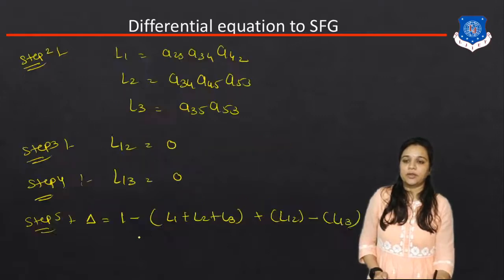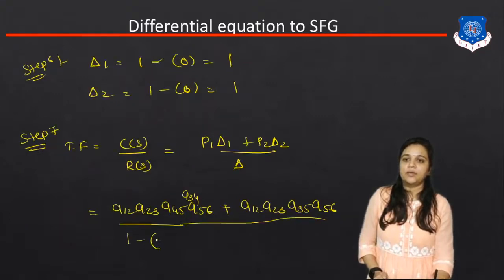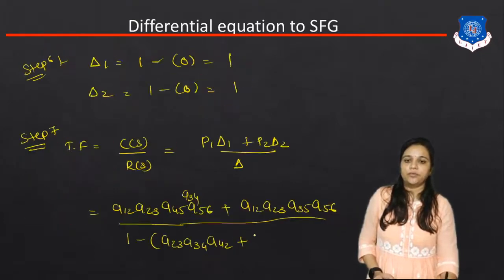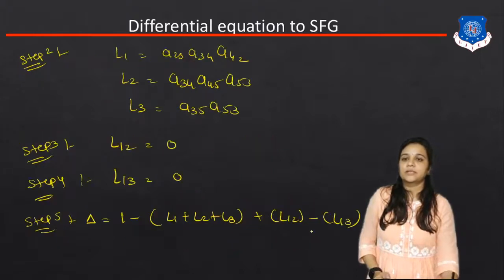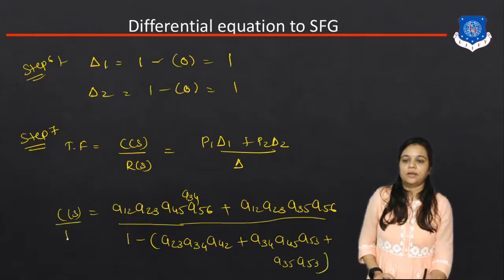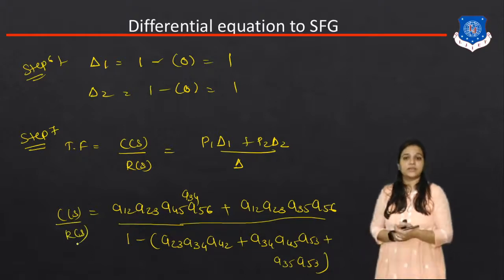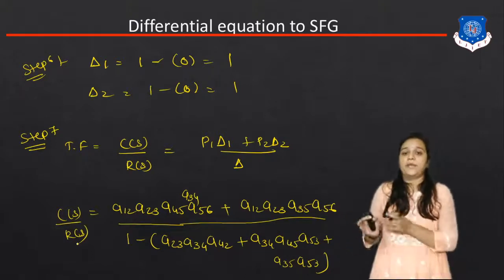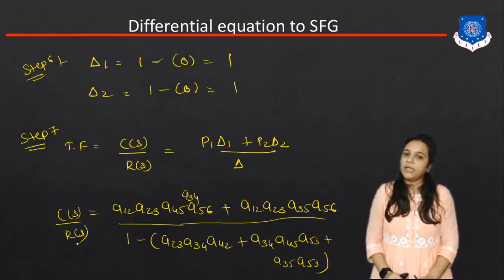So delta is equal to 1 minus, L1 is equal to A23, A34 and A42, plus A34, A45, A53, plus A35 and A53. So this is my final transfer function, and the transfer function is nothing but the ratio of the Laplace of the output to the Laplace of the input signal.